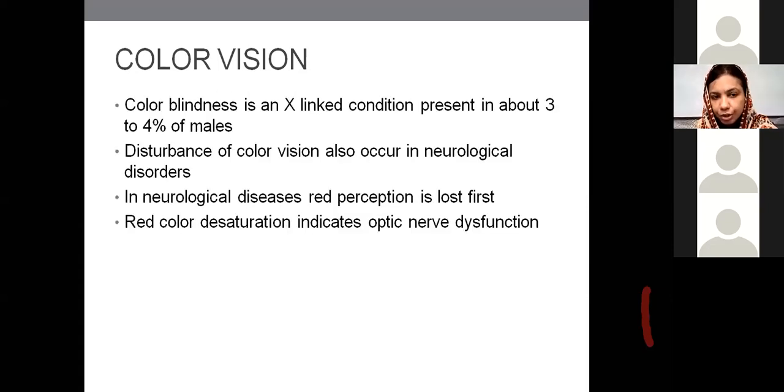Color vision, the color blindness is an X-linked condition present about 3 to 4% of males. Disturbance of color vision also occur in neurological disorders. In neurological diseases, the red perception is lost first. Red color desaturation indicates the optic nerve dysfunction.